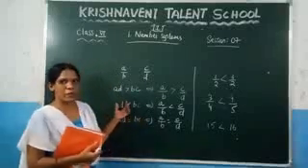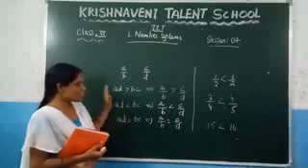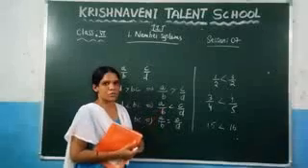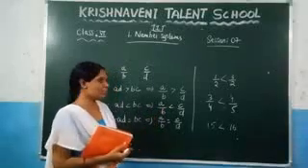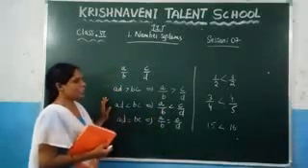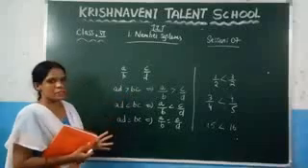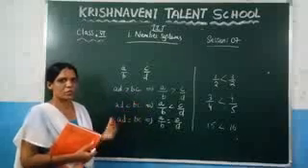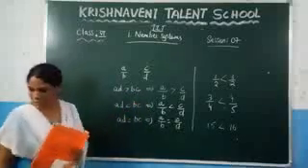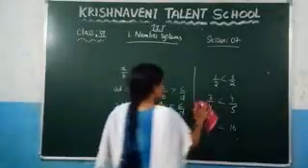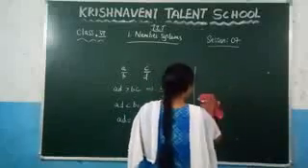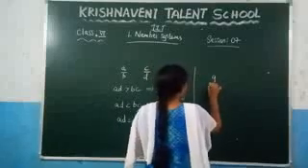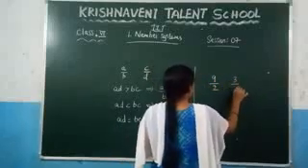If you want to compare two fractions, there is no need to find the LCM or to convert these fractions into like fractions. Just check the values AD and BC. If this value is greater, we can say that fraction is greater. Let us consider one more example. Consider 9 by 2 and 3 by 9.